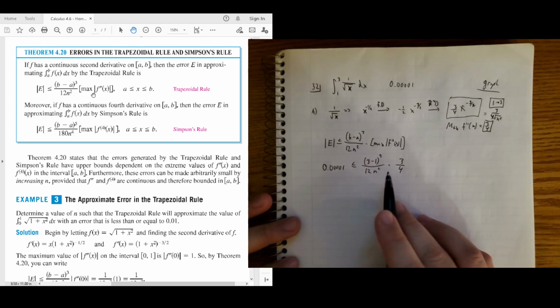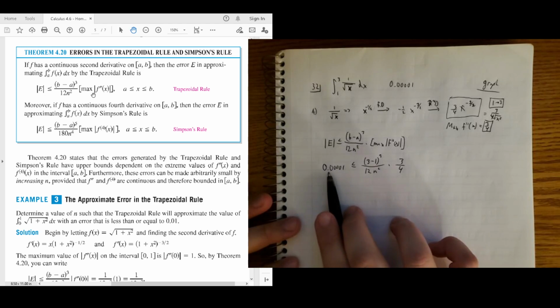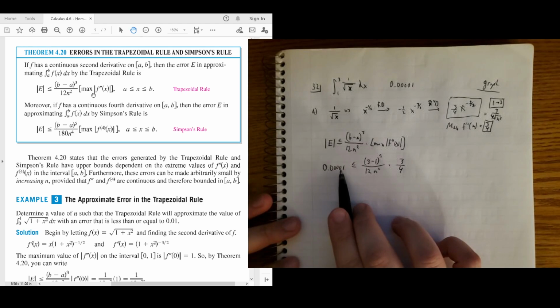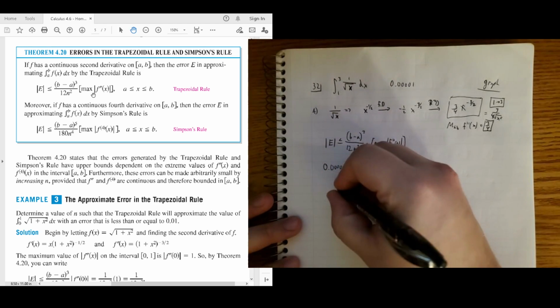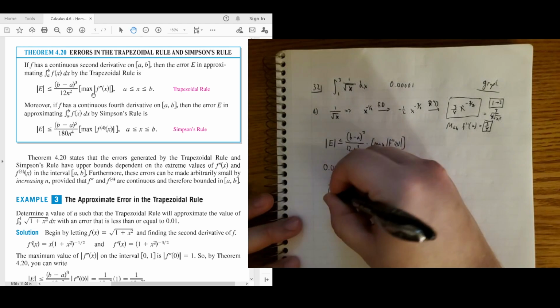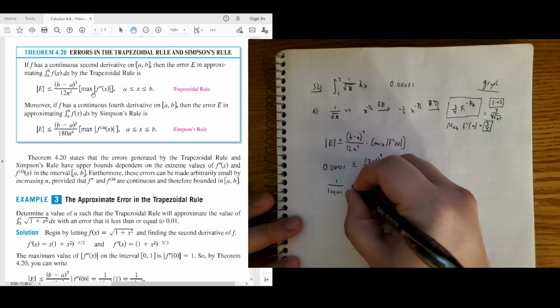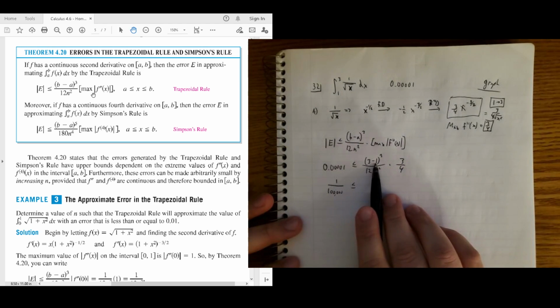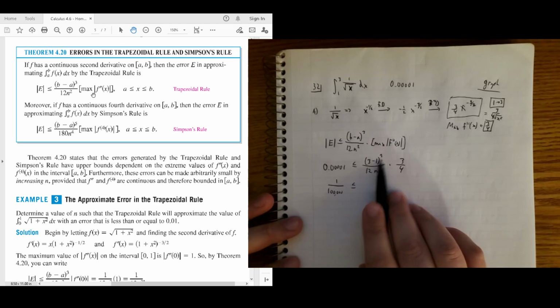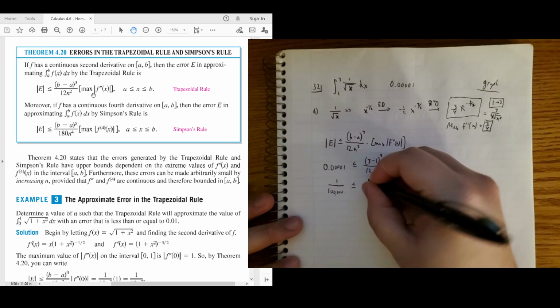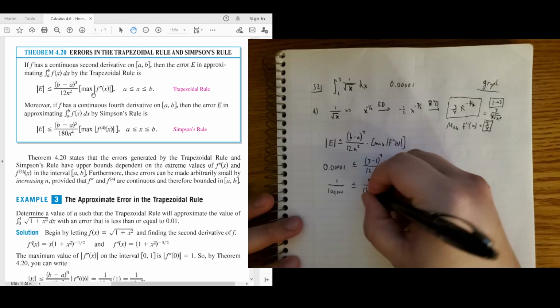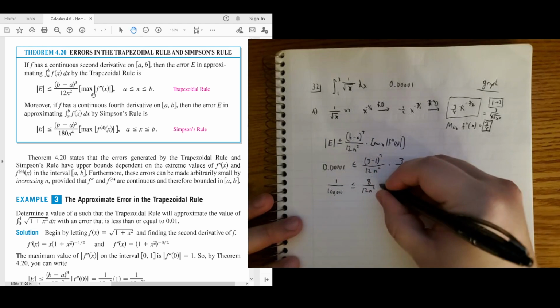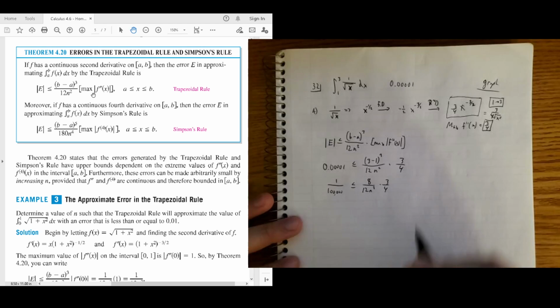So let's do this. I'm going to convert this into a decimal. Now, this would be tenths, hundredths, thousandths, 10,000ths, 100,000ths. This is equivalent to 1 over 100,000 less than or equal to 3 minus 1, which would be 2. 2 to the third power would be 8. So we end up with 8 over 12n squared times 3 over 4.